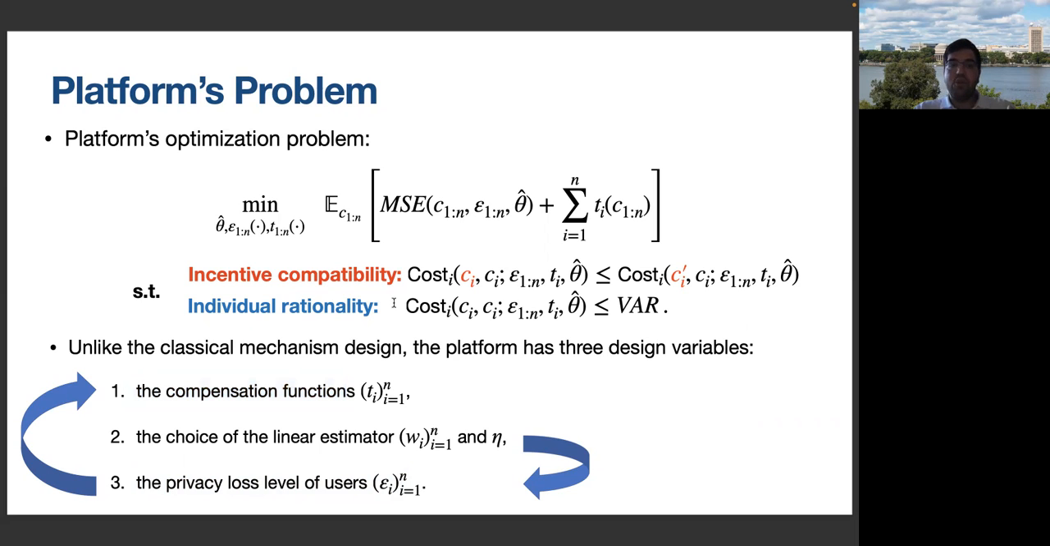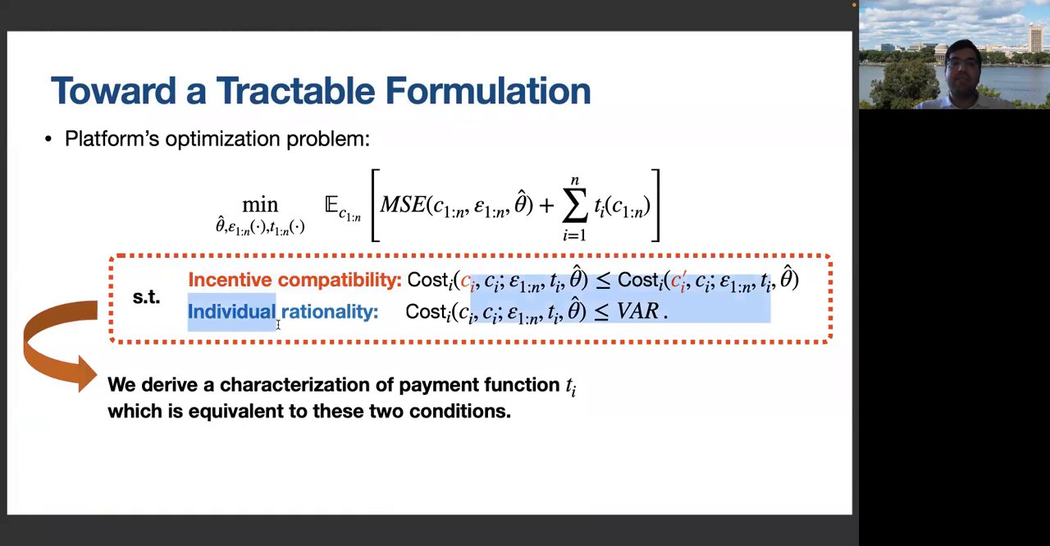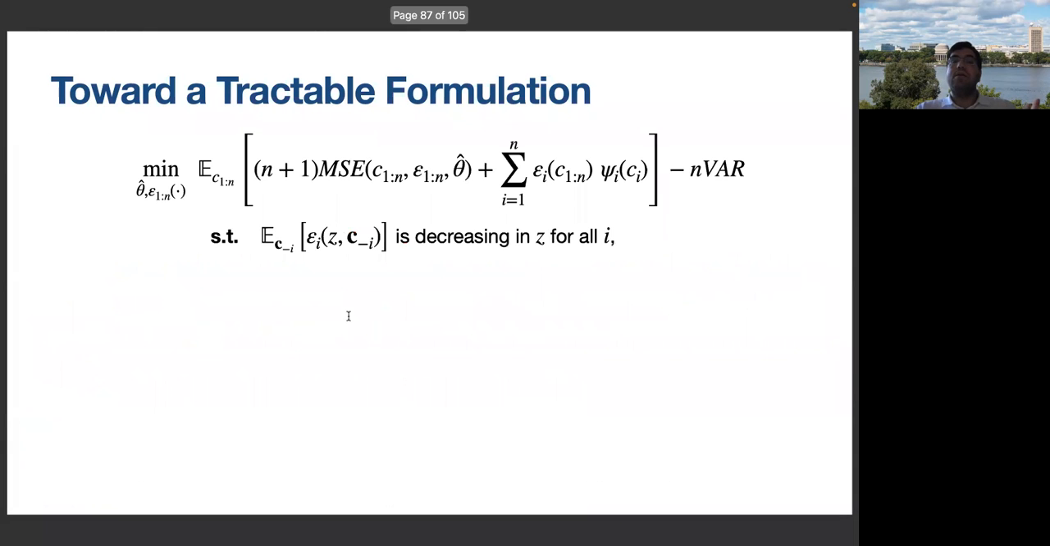The first step in solving this optimization problem is that we show that we can somehow get rid of these two constraints here and replace them by a characterization of t_i. In other words, we characterize t_i in a way that satisfies these two constraints and has the minimum possible value. So we can just substitute it here. I'm not going to go over the details of it, but after doing so and removing these two constraints, we get this optimization problem. Let me for a second explain a few terms here.